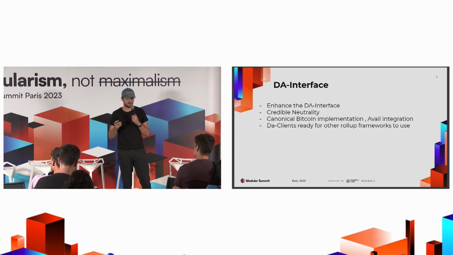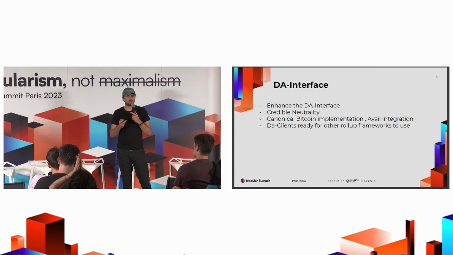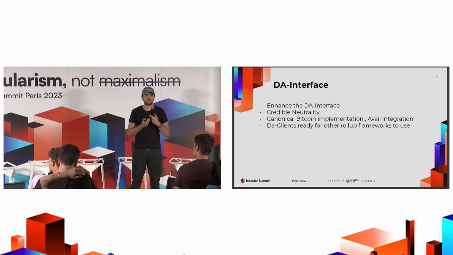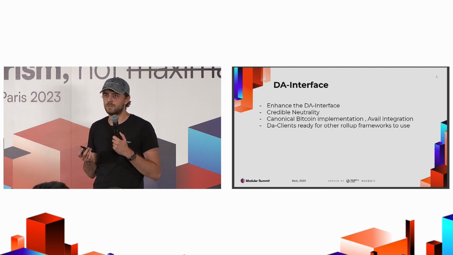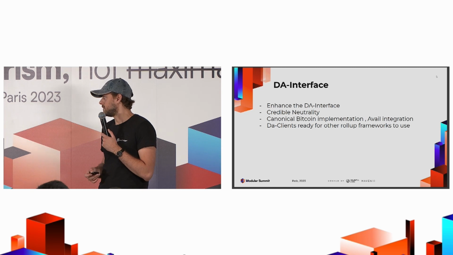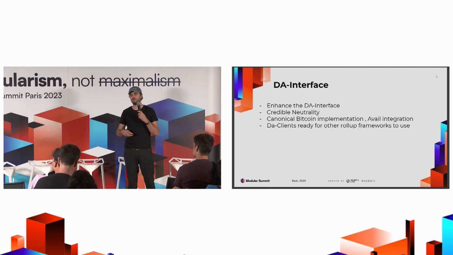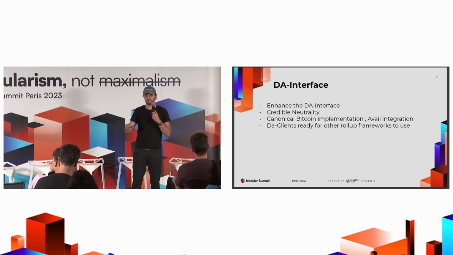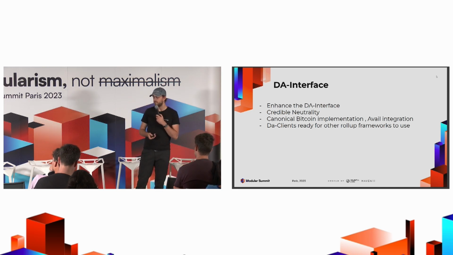One major goal is for Rollkit to stay credibly neutral to Celestia, which is important to keep developing the modular ecosystem and to allow developers to create rollups regardless of what data availability layer they want to choose. And this will, of course, go forth with a more canonical Bitcoin implementation, Avail integration, and then following more data availability layers when they come out.